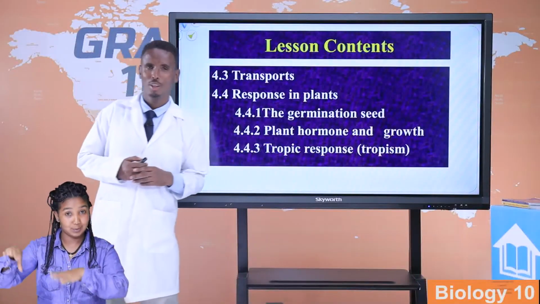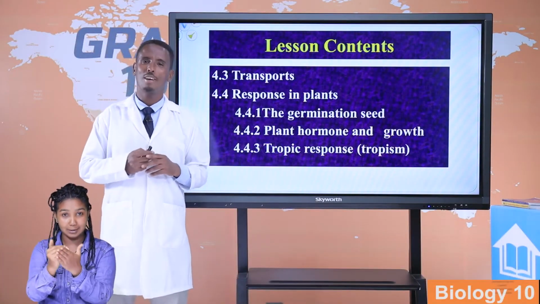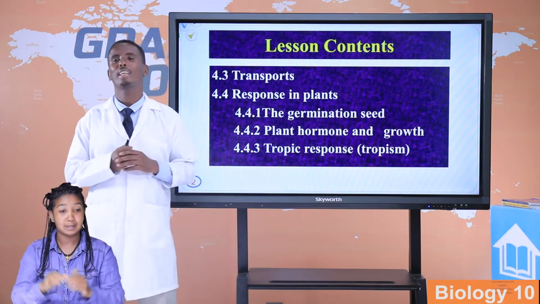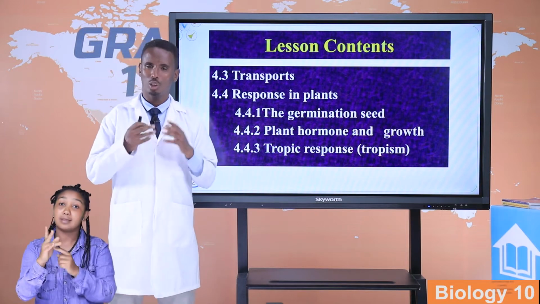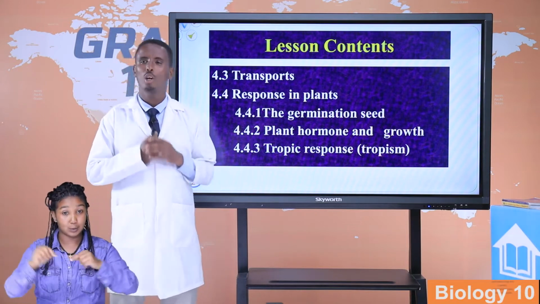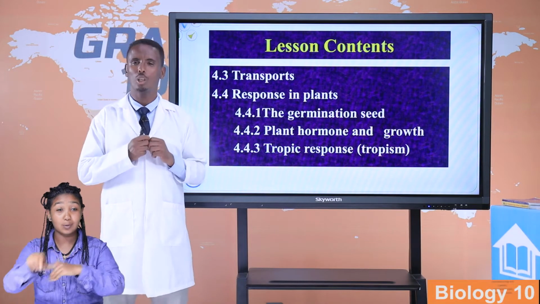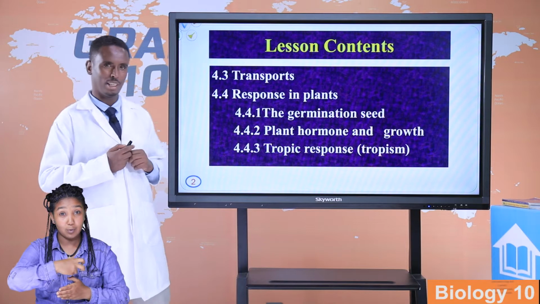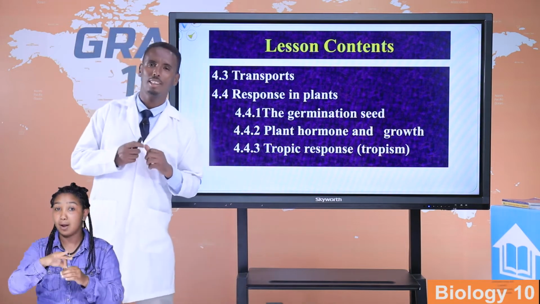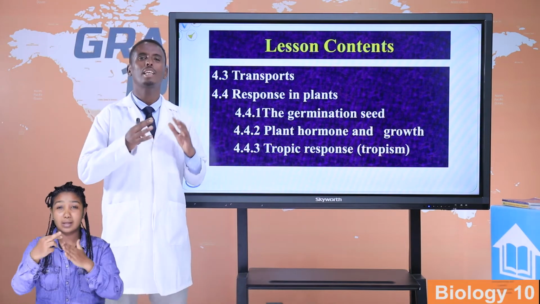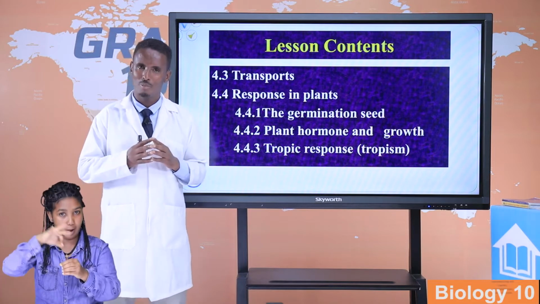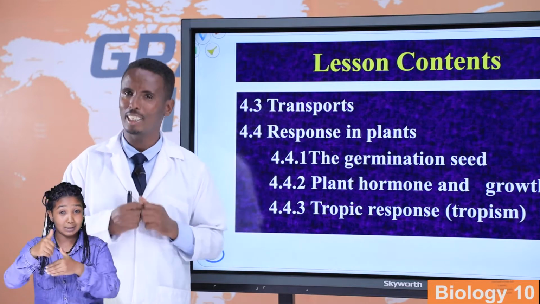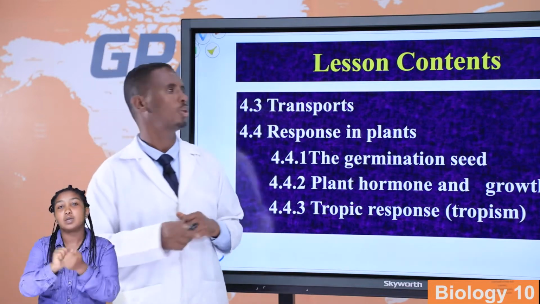Hello students. In our last lesson, we learned the first part of Unit 4, that is the leaf and photosynthesis. Today, we are going to deal with the second part of Unit 4, which is transport and response in plants. In this lesson, we are going to learn what the main transport systems in plants are and how plants respond to external and internal stimuli. These are our today's lesson.